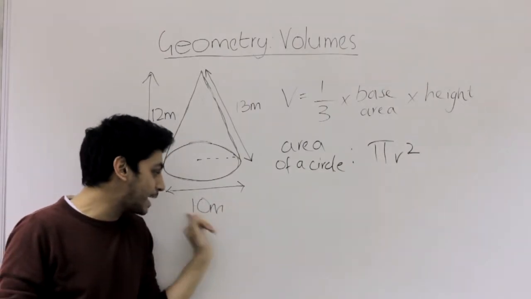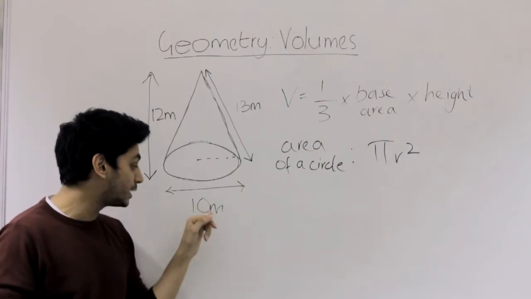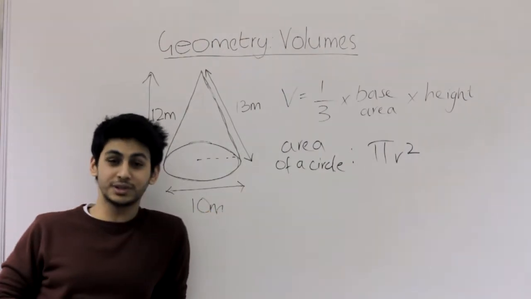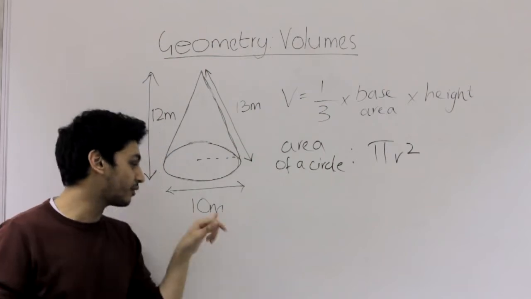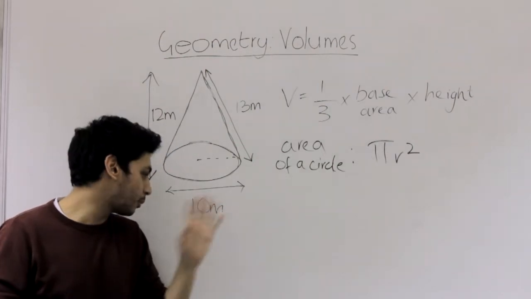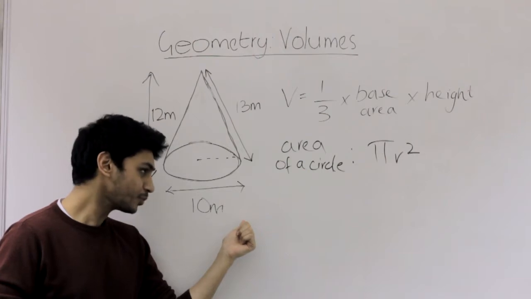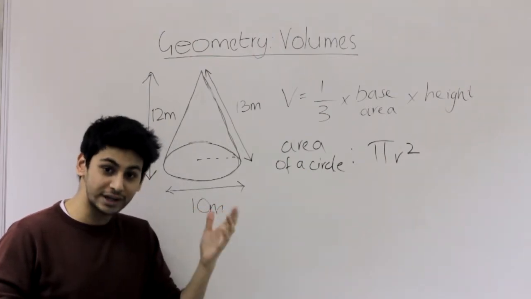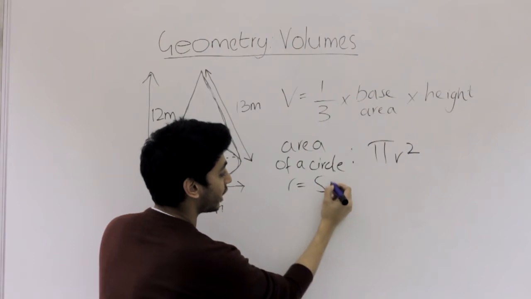We've been given that our diameter is 10 meters. Take into account that we're dealing with meters this time. In the previous video, we were dealing with centimeters. Why we have to take note of this will become apparent later. For now, we know that the diameter is 10 meters. You should already know that your radius will be half of this, so we know that r equals 5 meters.